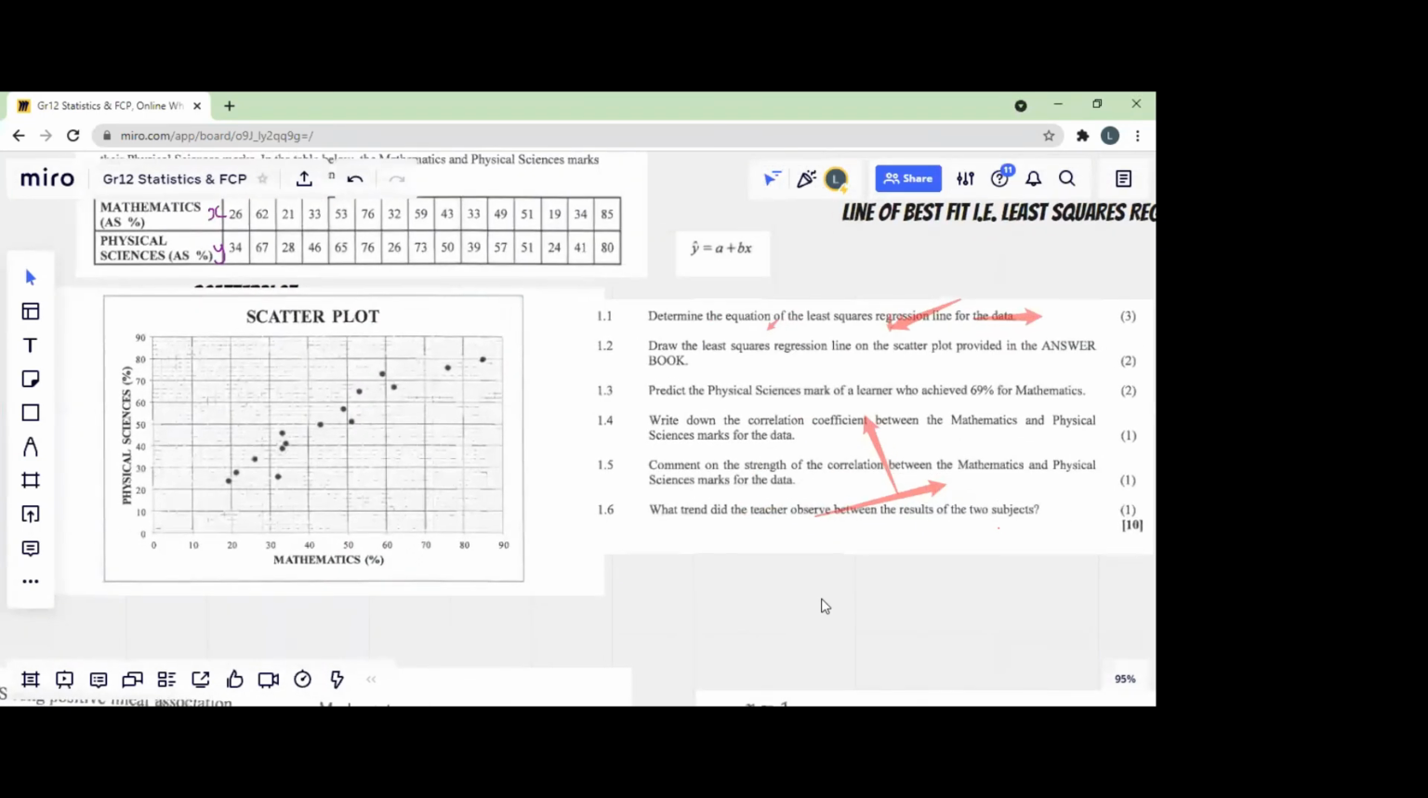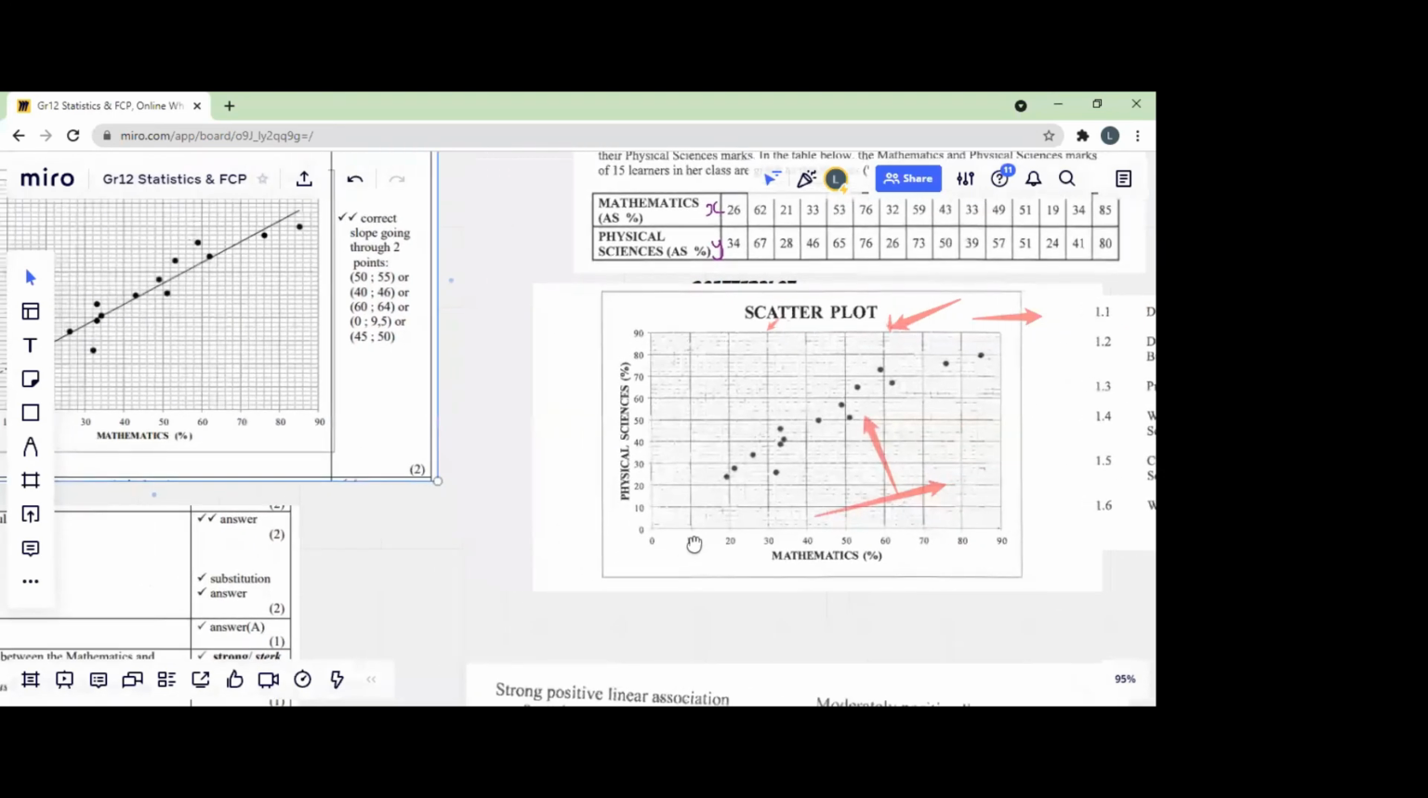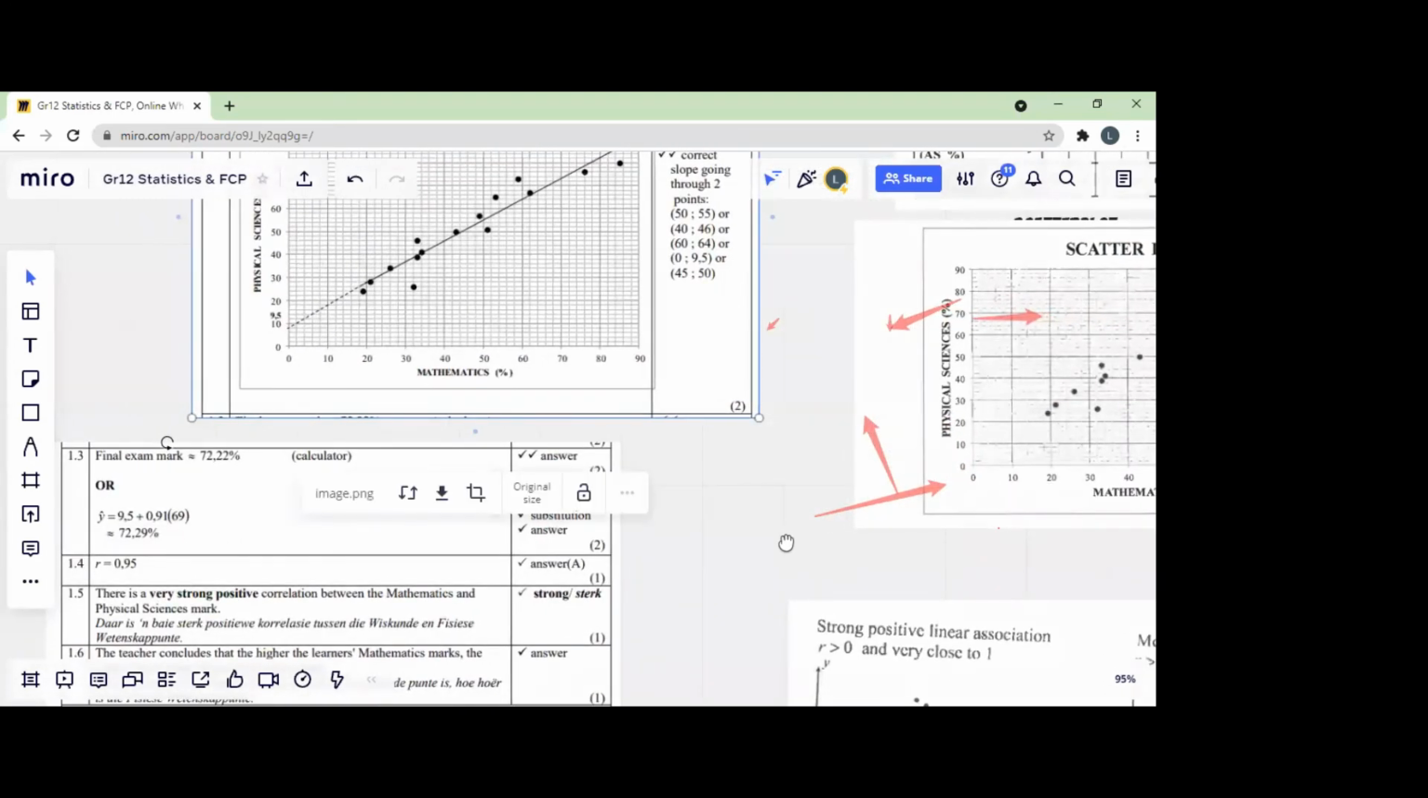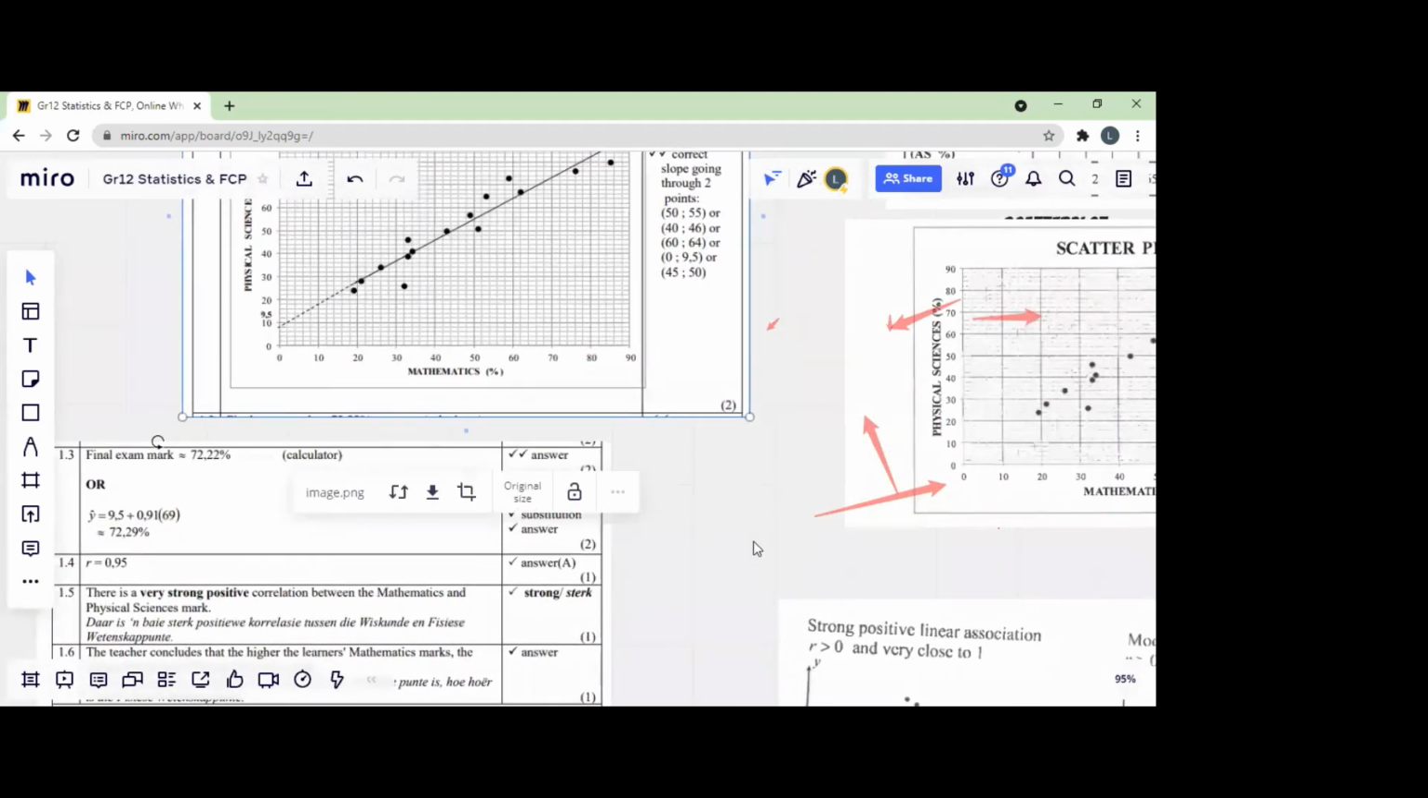Now they want us to predict the physical science mark of a learner who achieved 69% for maths. Either they can expect you to read this off the graph, or you can use the equation of the least squares regression line. It would be up to you. You would probably have a more accurate answer if you subbed into the least squares regression line, but if you wanted to read off the graph, that would also be fine.